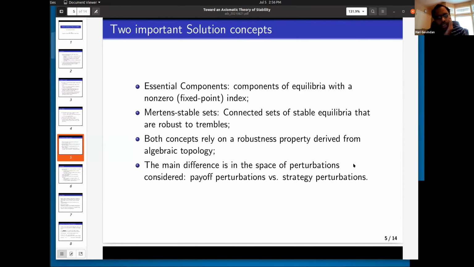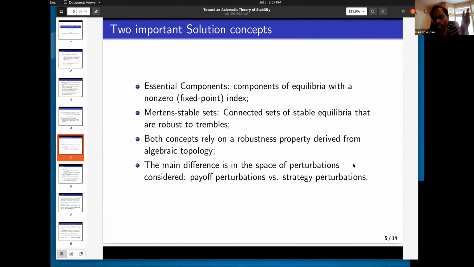If you take any finite game, each of those games has finitely many connected components of equilibria, so maximal connected sets of equilibria. They're called components. And using fixed point theory, you can assign an index to each component, which is a measure of robustness. An index is an integer. And if the integer is non-zero, it means it's robust to payoff perturbations.